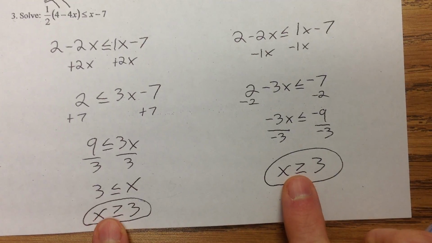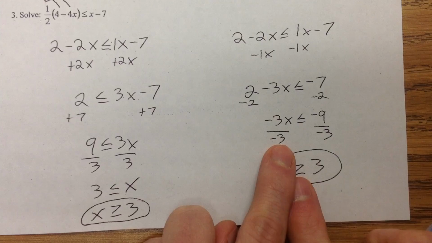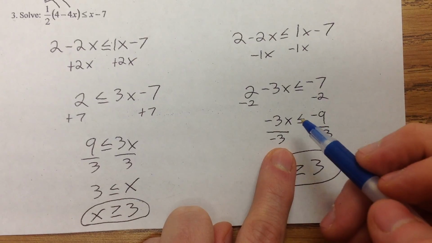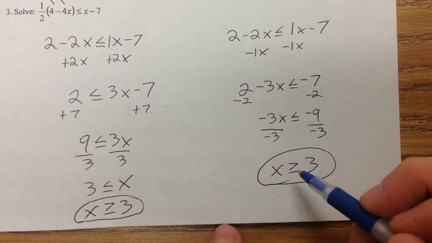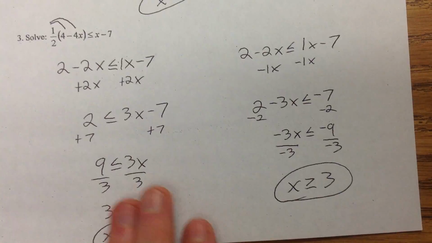I mean, you get to the same place eventually. It's just if you do it this way, you have to remember that extra step where when you divide by a negative, it flips your inequality. Okay, so let's take a look at the back now.